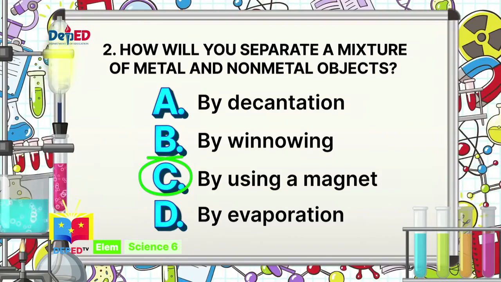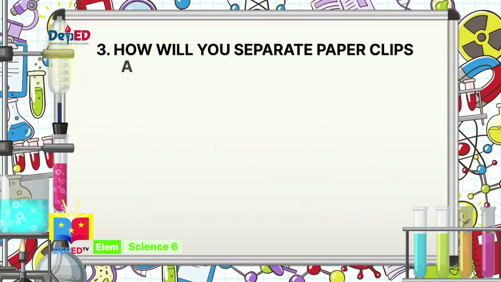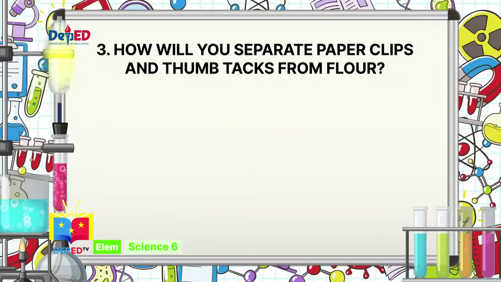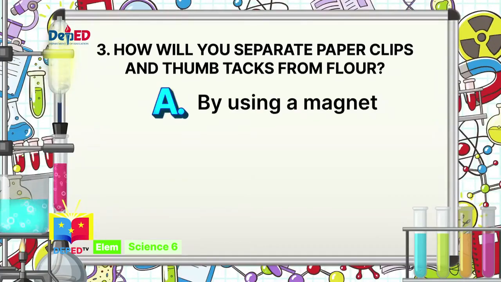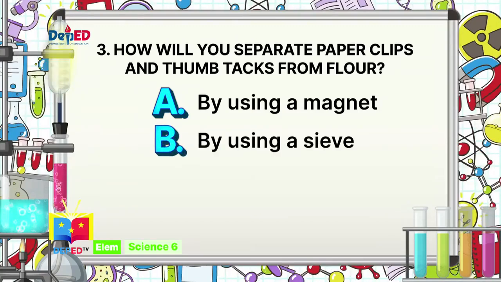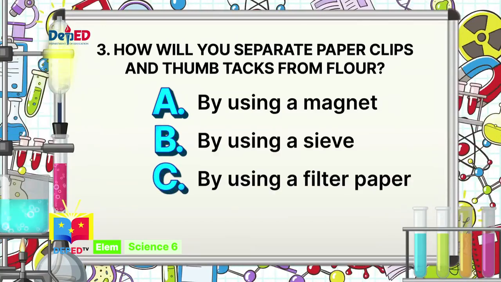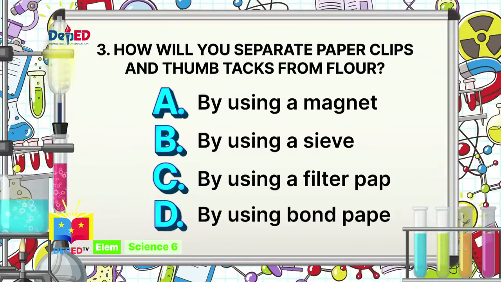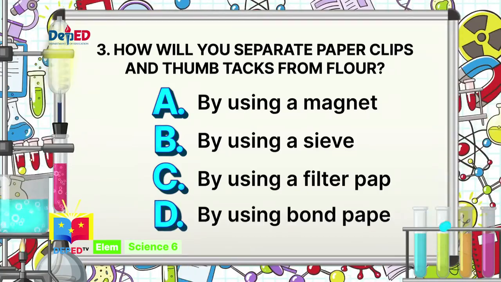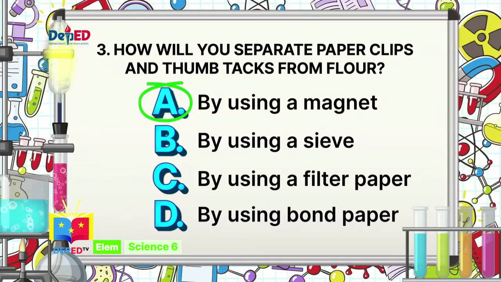By using a magnet. Number 3. How will you separate paper clips and thumbtacks from flour? A. By using a magnet. B. By using a sieve. C. By using a filter paper. D. By using bond paper. The correct answer is letter A.